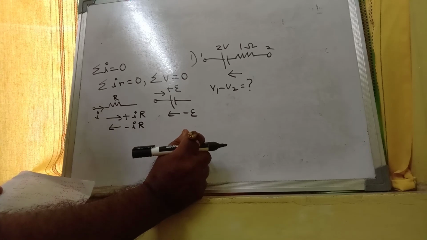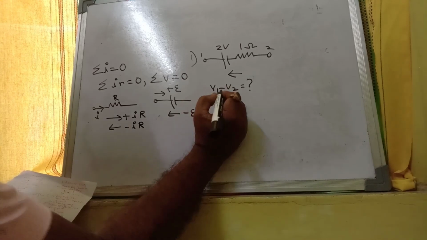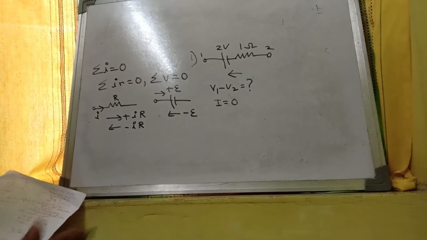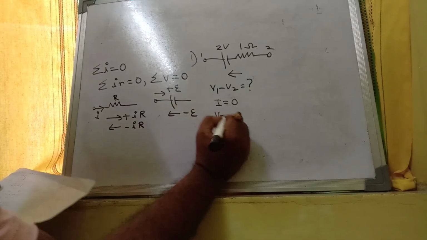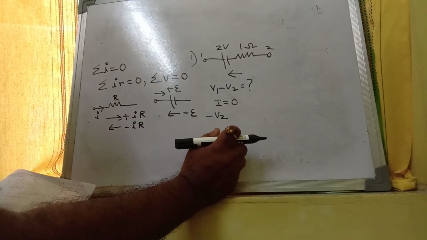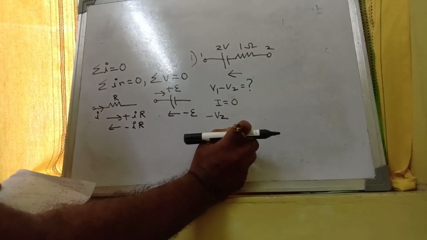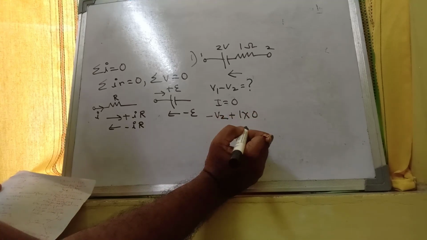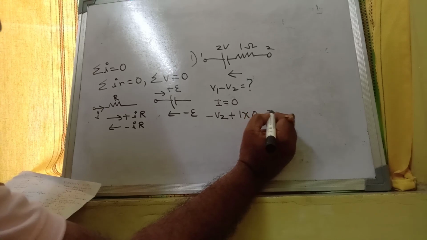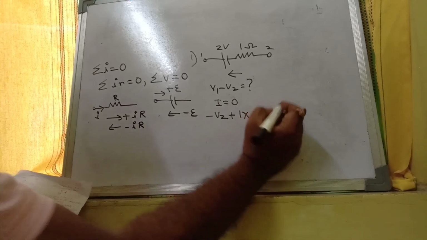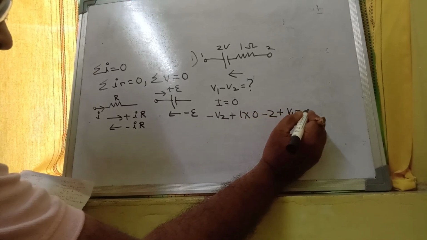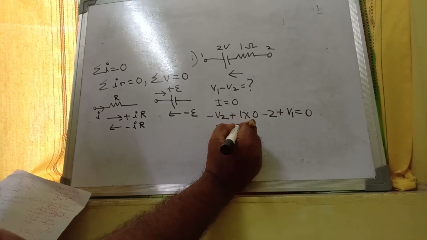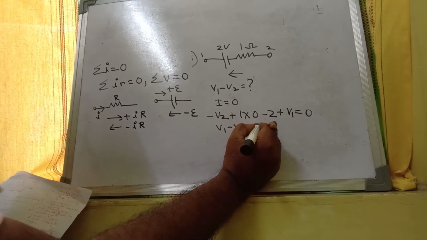As no current flows, my I is 0. The circuit is open. So it is minus V2 plus 1 into 0, no current, minus 2 plus V1 is equal to 0. So my V1 minus V2 is equal to 2 volt.